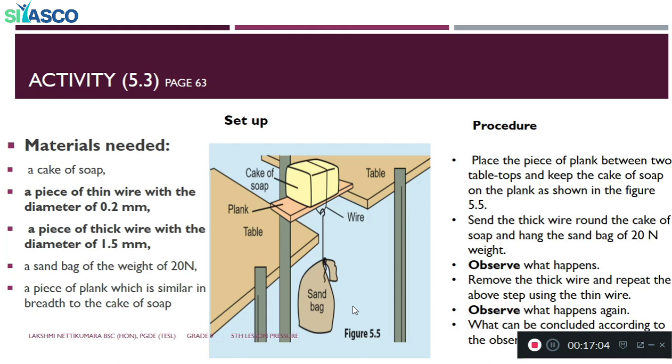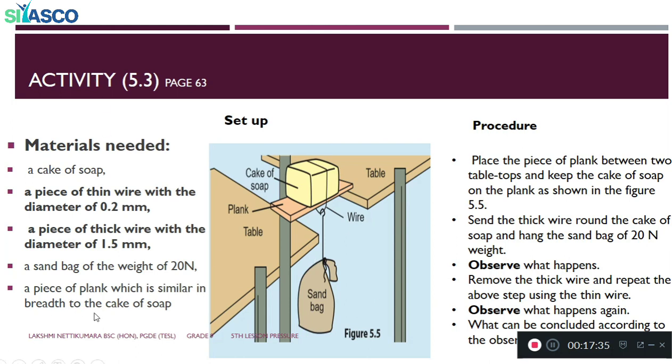Let's do another activity to find another factor which is affecting the pressure. Here we need again a cake of soap, a piece of thin wire with a diameter of 0.2 millimeters, a piece of thick wire with a diameter of 1.5 millimeters, a sandbag of weight 20 Newton, and a piece of plank which is similar in breadth to the cake of soap.